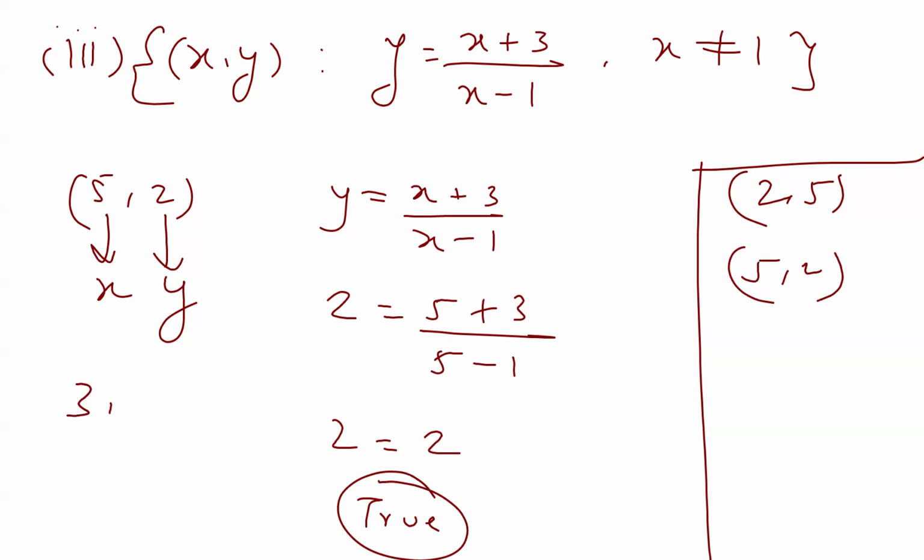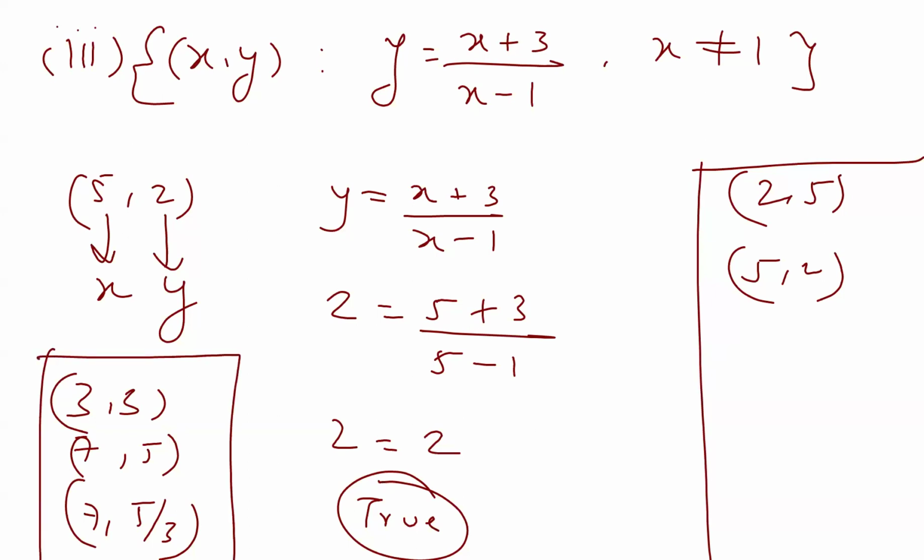Okay. Now (3, 3), (7, 5), and (7, 5 by 3). These three ordered pairs, you can do it as self-study and include only those ordered pairs in our final answer which give you a true answer.